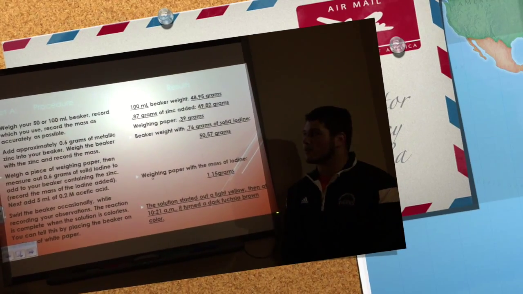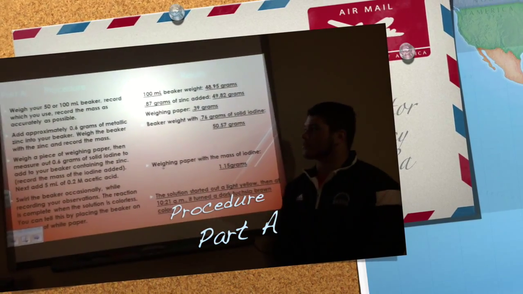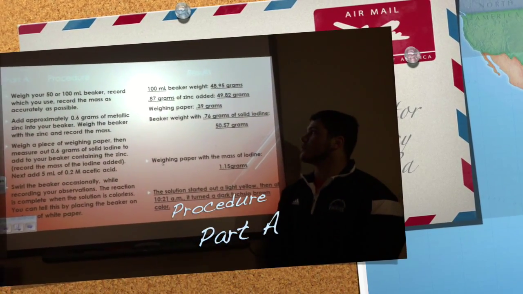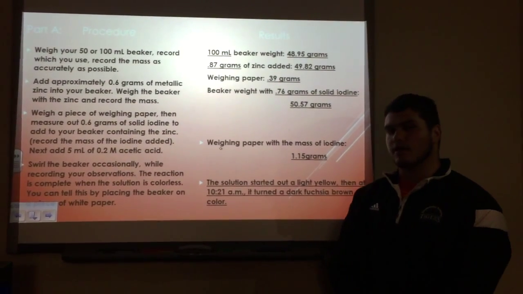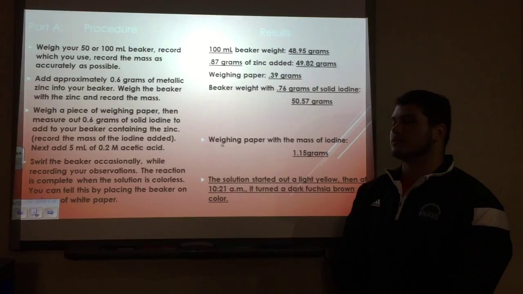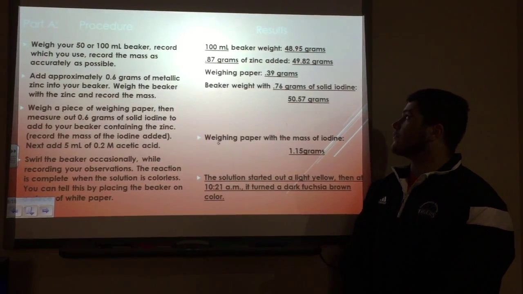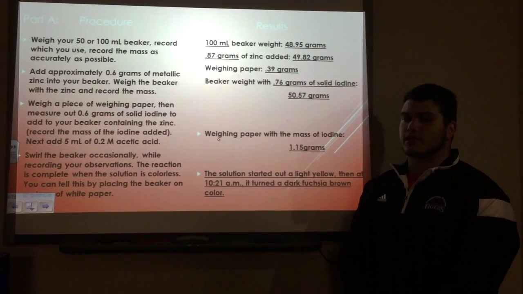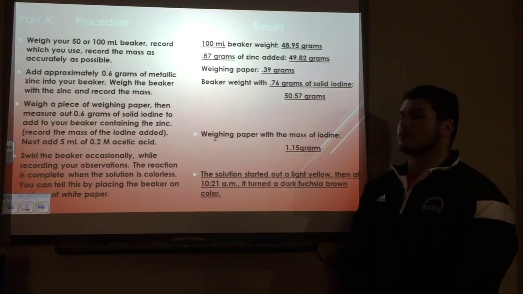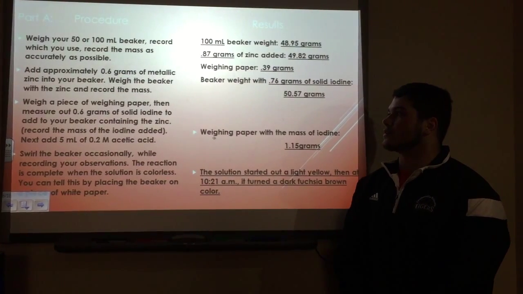Alright, for the procedure of Part A, you weigh out your 50 or 100 milliliter beaker and record what you got. For us, we used a 100 milliliter beaker and got 48.95 grams. After that, we added approximately 0.6 grams of metallic zinc. We weighed the beaker and the zinc together and got a mass of 49.82 grams. We then subtracted the mass of the beaker from 49.82 grams and got 0.87 grams of zinc.